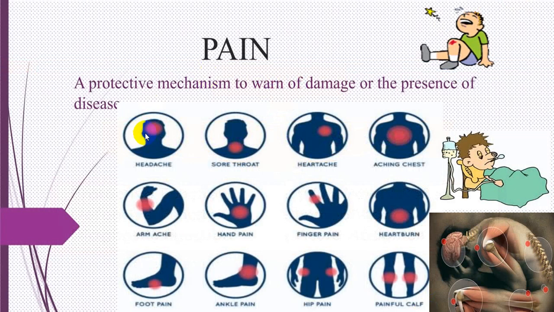Say a person complaining of a headache: very frequently it is because of a structure related to the head. Sore throat is related to the upper respiratory tract. Depending upon that, heart attack, aching chest pain, arm aches, hand pains, finger pains, heartburn, joints, calf muscles, ankle, etc. These are many areas where you get pain. Even a person who gets elevated body temperature will have a non-specific general body ache. Very common.